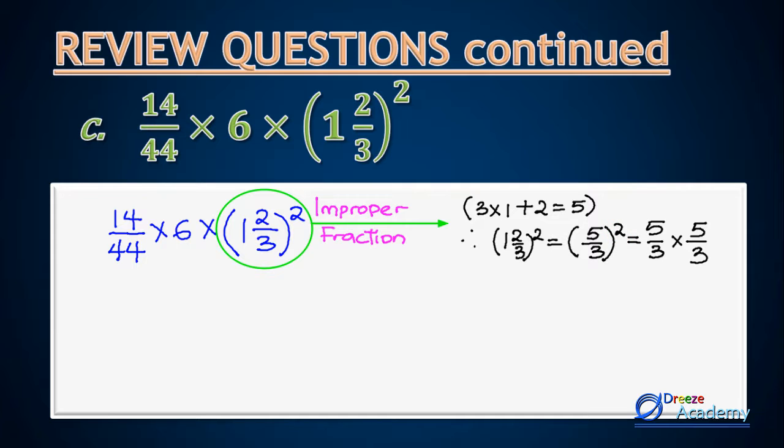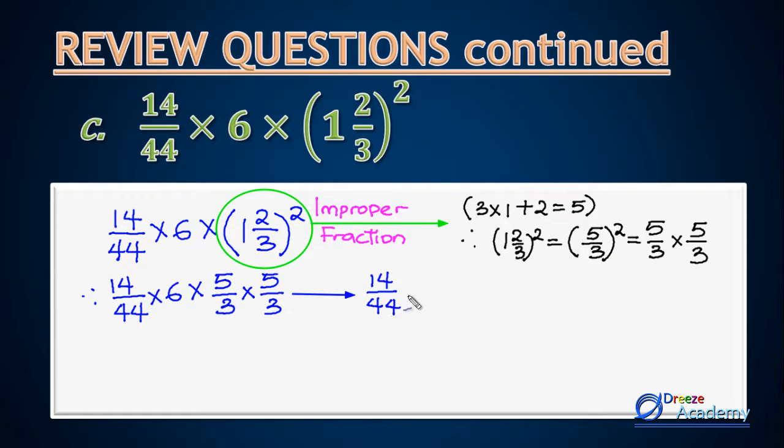If the bracket was raised to the power of 3, we would have multiplied the fraction 3 times. Therefore, the entire expression is now 14 over 44 times 6 times 5 over 3 times 5 over 3. Remember that the whole number 6 will be placed as 6 over 1. So, the expression is now 14 over 44 times 6 over 1 times 5 over 3 times 5 over 3.